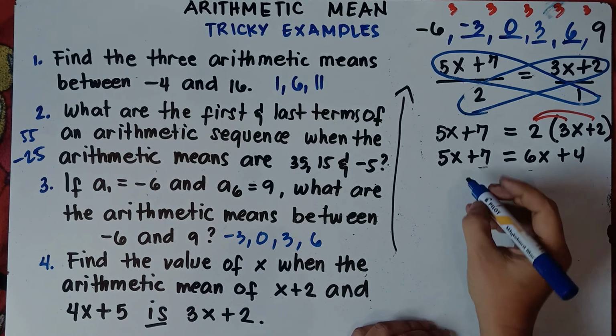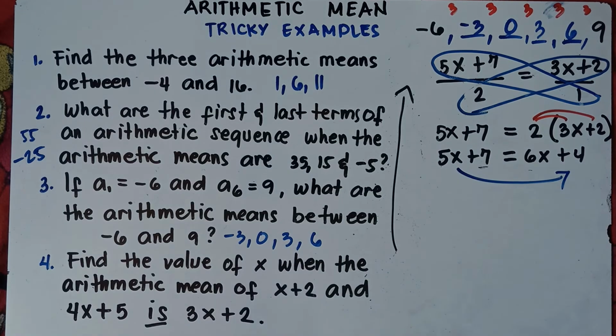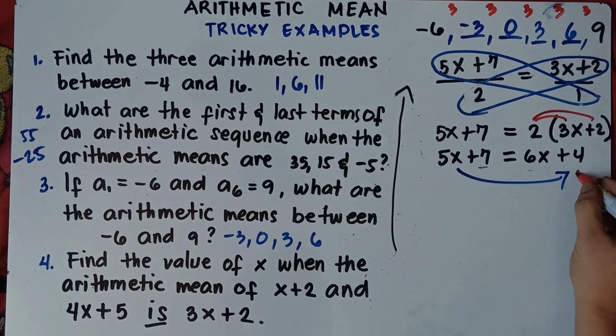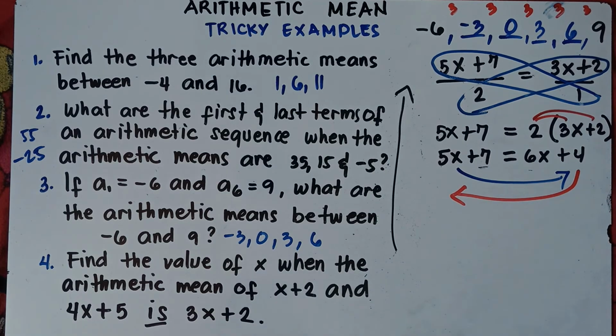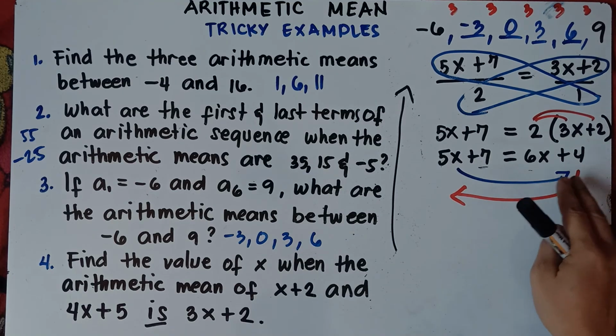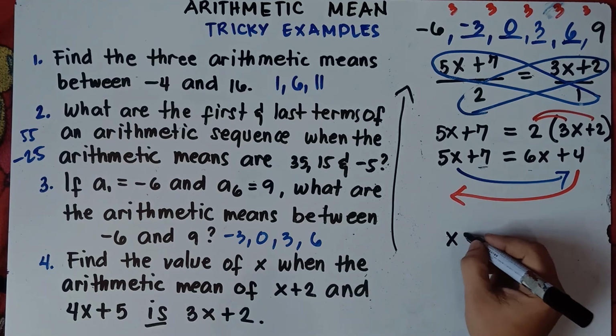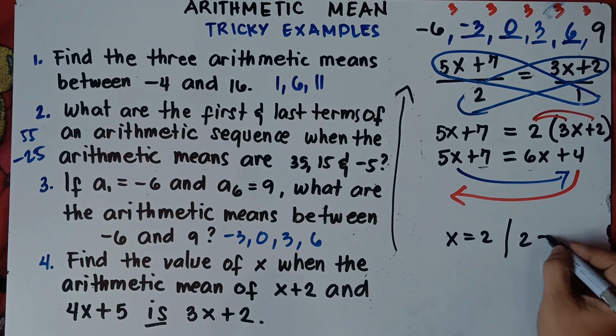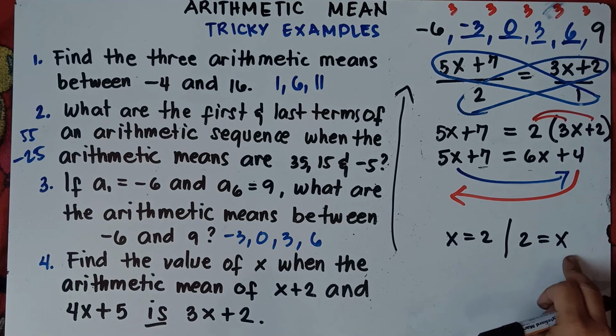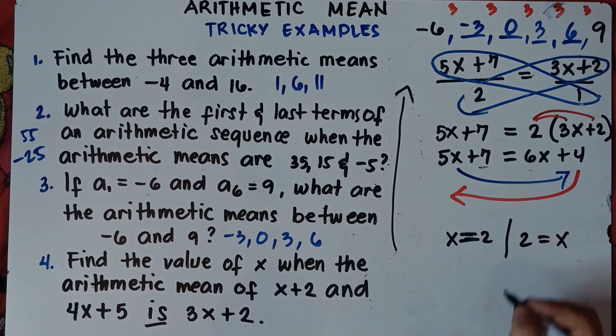to transpose 5 from left to right. Alright, and then 4 from right to left. So that all of the terms with x will be on the right, and the numbers will be on the left. So to isolate x, we put it on the right or left. Once again, class, x equals 2 is just the same as 2 equals x. You can put x either right or left of this equal sign.